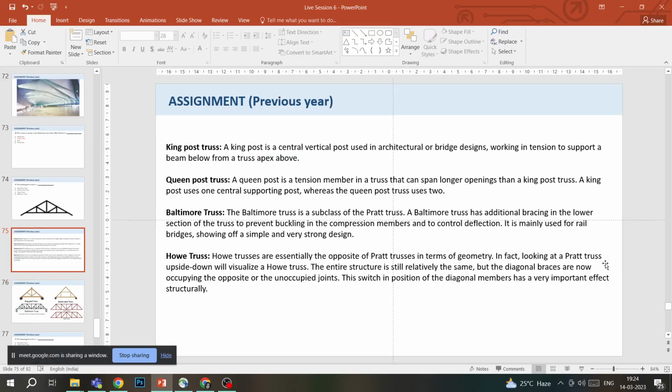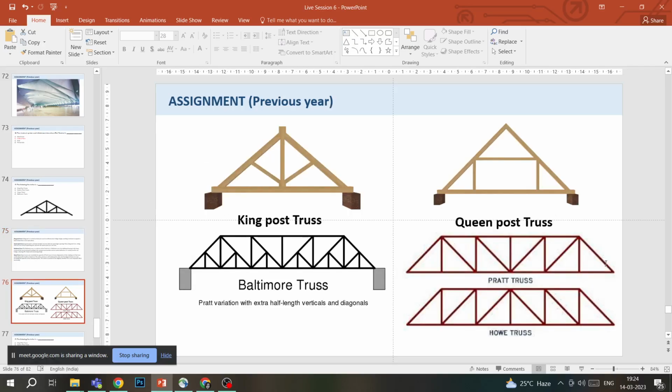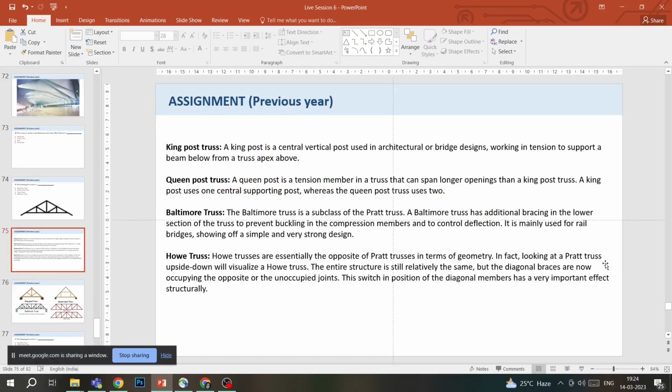Baltimore truss, just a quick revision. The Baltimore truss is a subclass of Pratt truss. We all saw what a Pratt truss was, and the Baltimore truss has additional bracing in the lower section of the truss to prevent buckling in the compression members. So as you can see what a Pratt truss looks like, and a Baltimore truss is a type of Pratt truss, but it has more bracing, especially lower bracing, to support the lower section of it. It is mainly used for rail bridges and shows off a simple and very strong design, and it has more bracing to avoid buckling in the compression members.